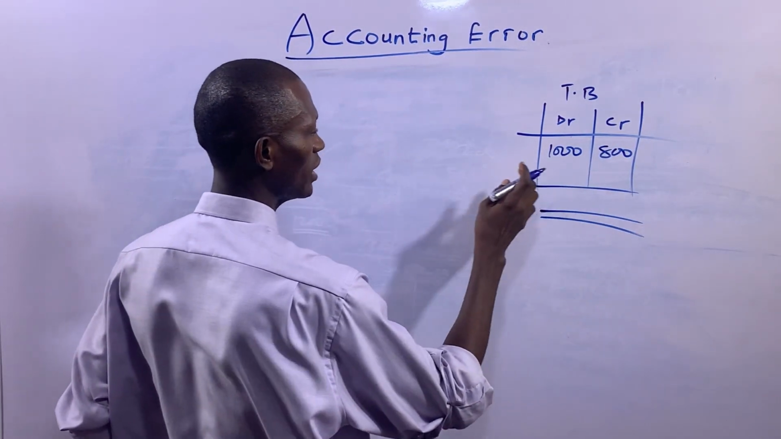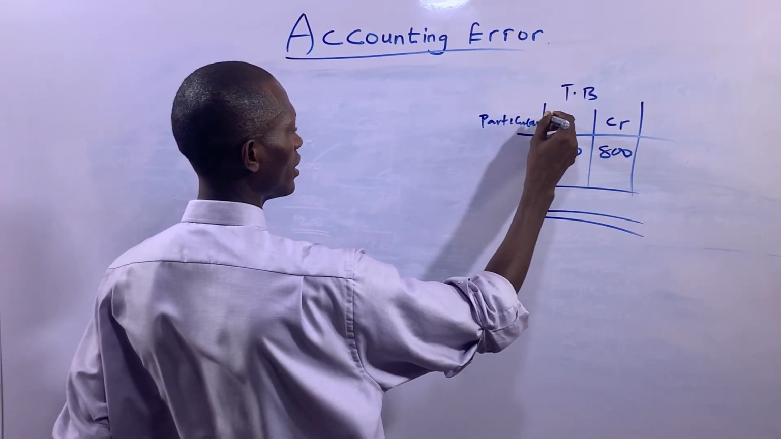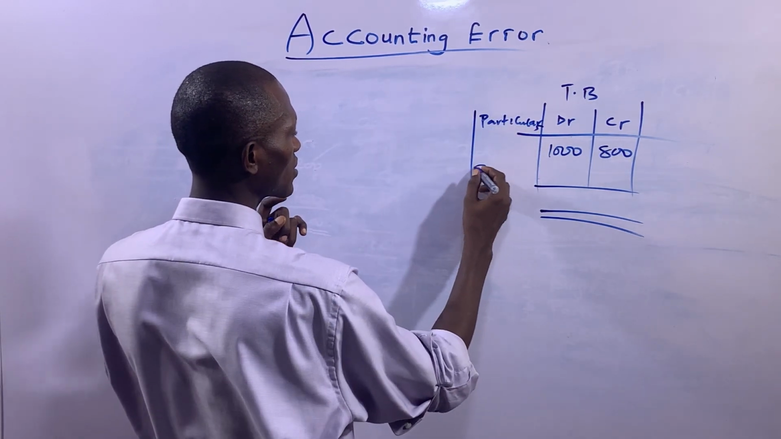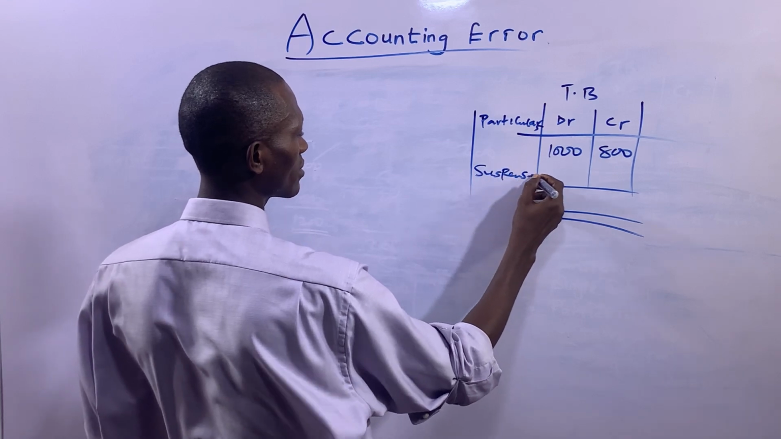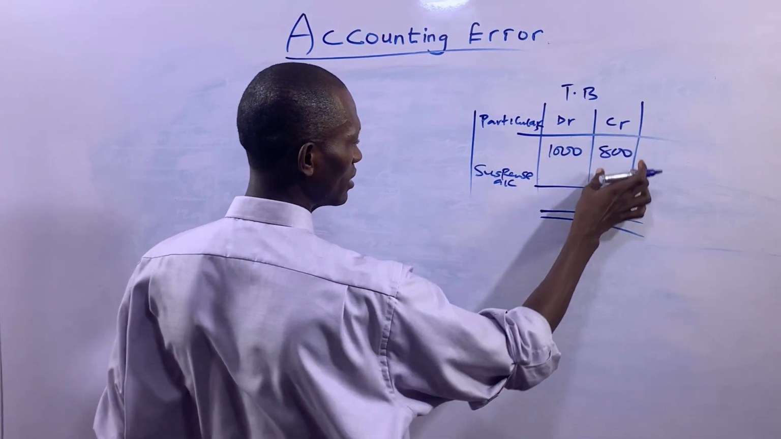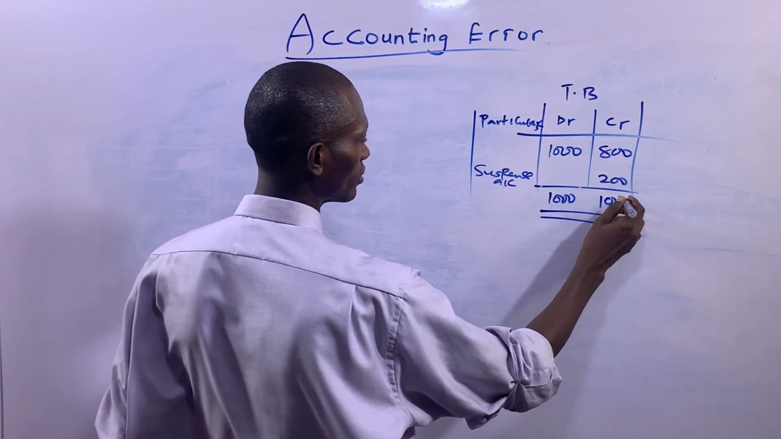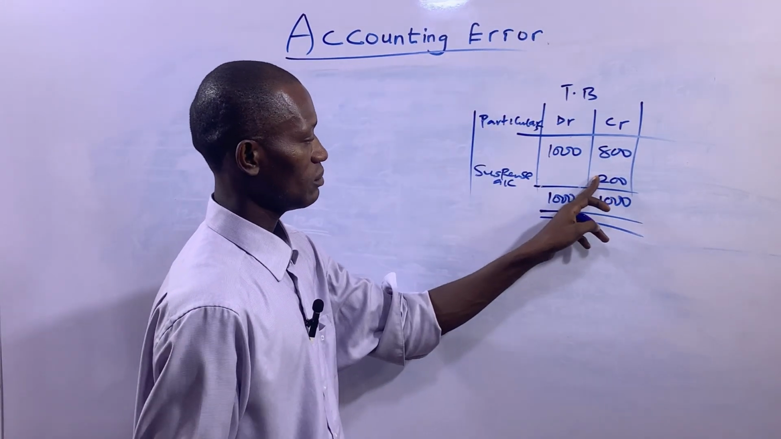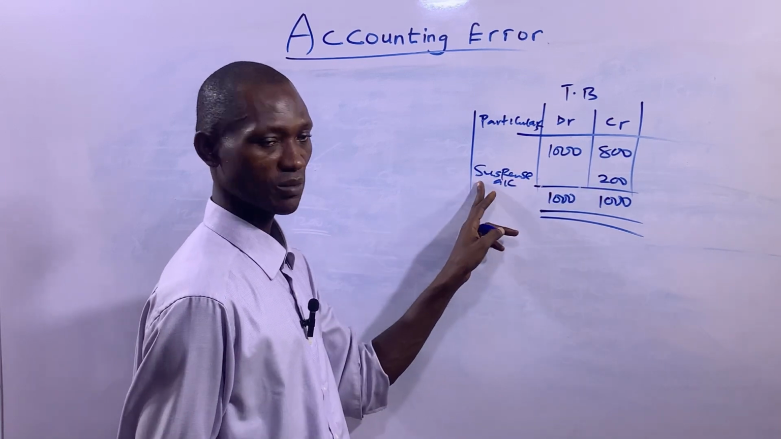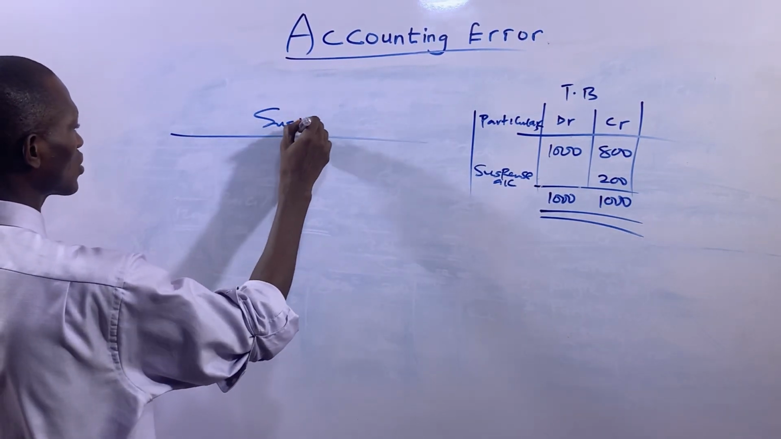So in this case, to make the credit side equal to the debit side, here we have particulars. Then here, we are going to have suspense account. So in the suspense account, we are going to put 200 here to make the credit side equal to the debit side. So here we have a total of 1000, and here a total of 1000. So the difference between these two sides, we have written as suspense account. So this suspense account, we are going to open it. Then we have suspense account.